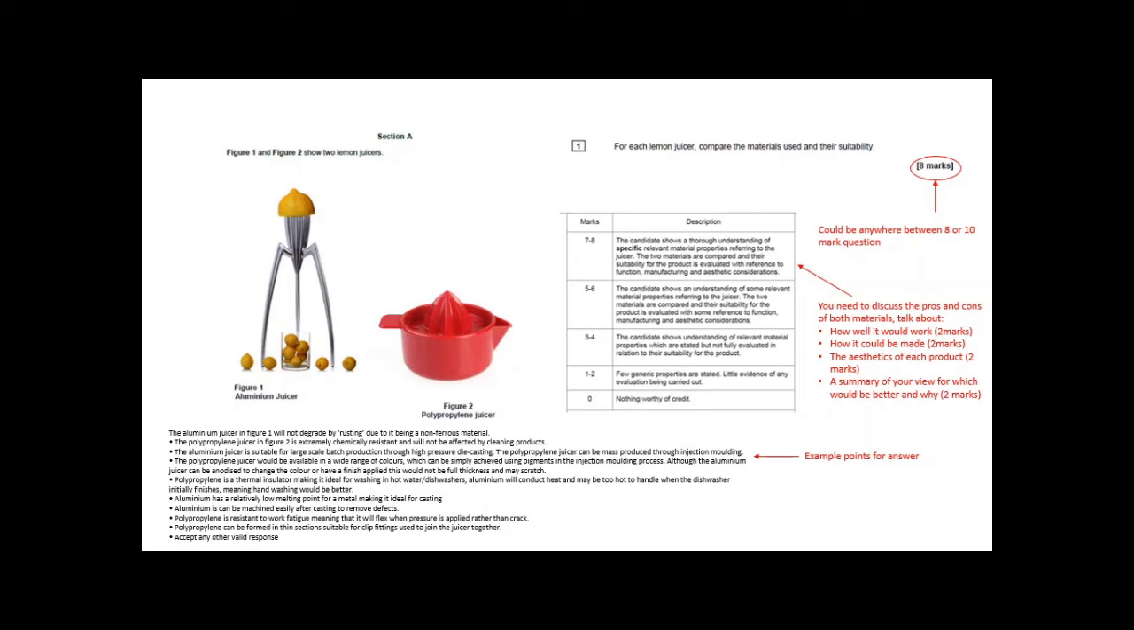The aluminium juicer is suitable for large scale batch production because you can just do die casting, so you can make it over and over really easily. Same with the polypropylene juicer, it can be mass produced really easily, but it can just be injection molded, so actually you can make more of them faster.